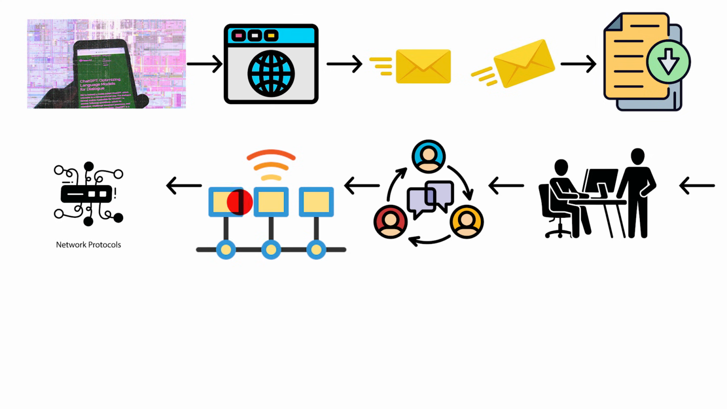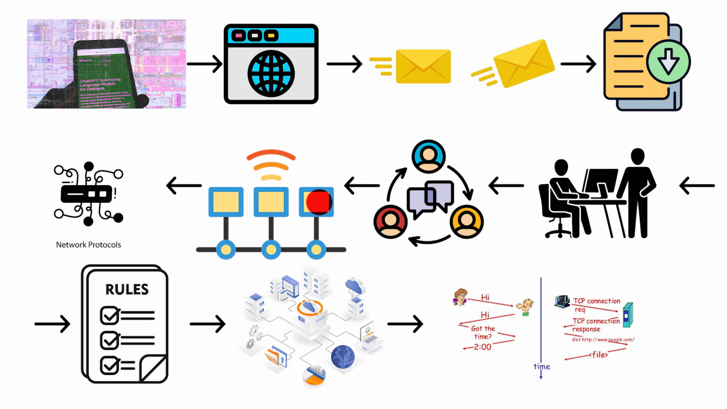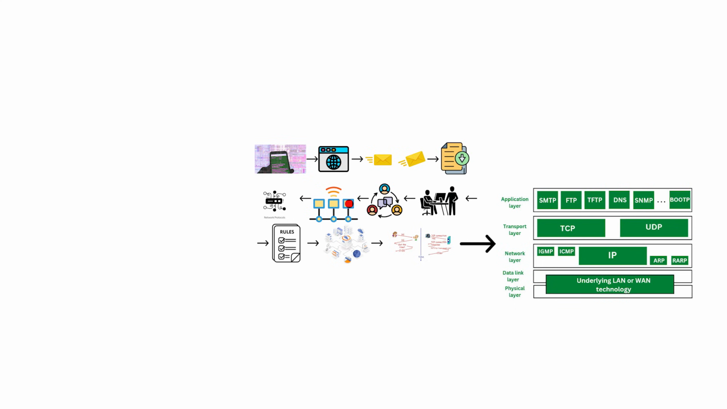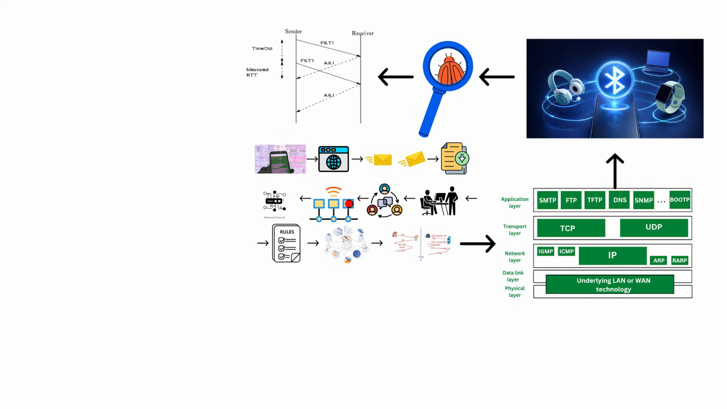A network protocol is a set of rules and message formats that define how devices communicate with each other over a network. It covers how data is packaged, how devices identify each other, how errors get caught, and how information is retransmitted if something goes wrong.